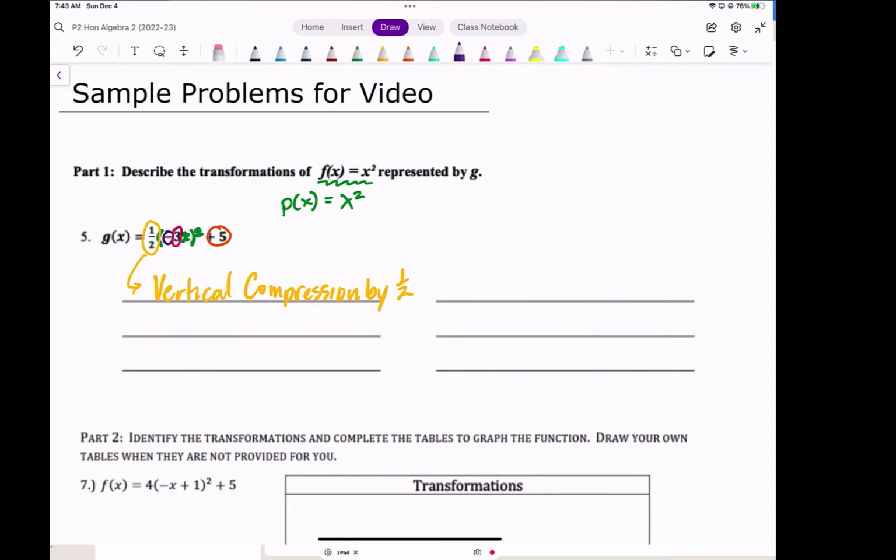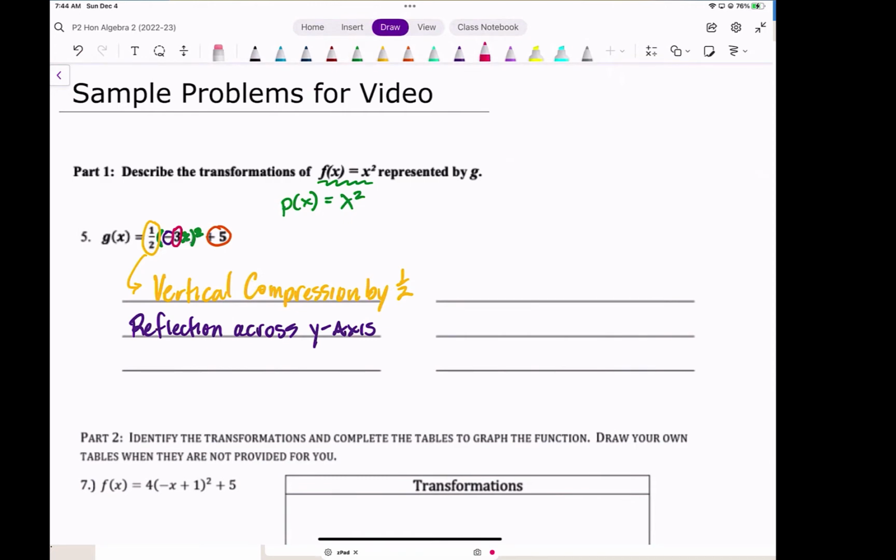Okay, in purple we had that negative. The negative is inside the function, so I know it's a horizontal change. And negatives make reflections. So this is going to be a reflection across the y-axis. And remember, I know the y-axis runs vertically, but if we reflect points across it, it's actually a horizontal reflection.